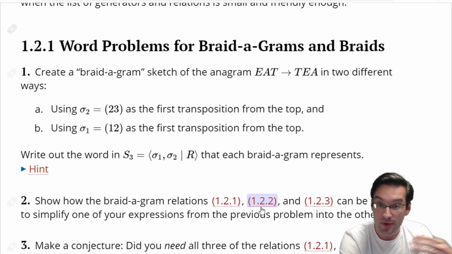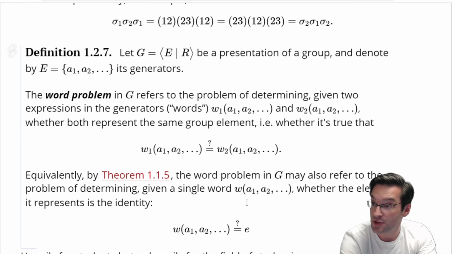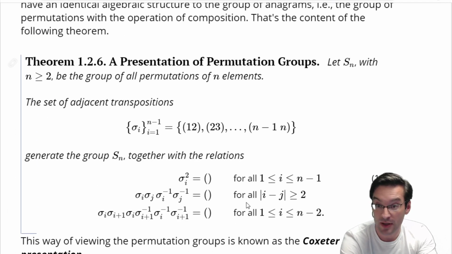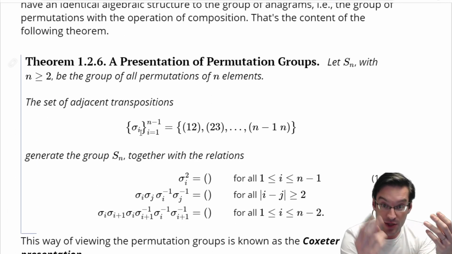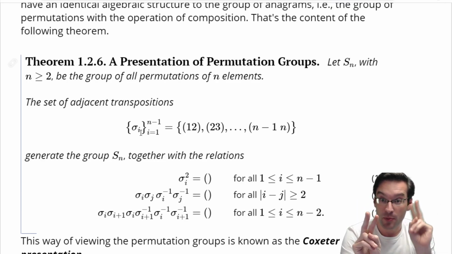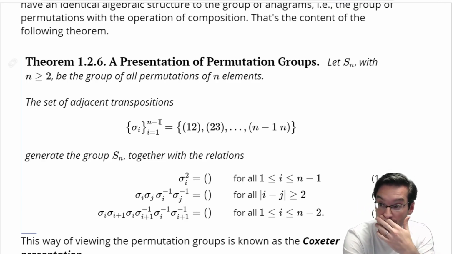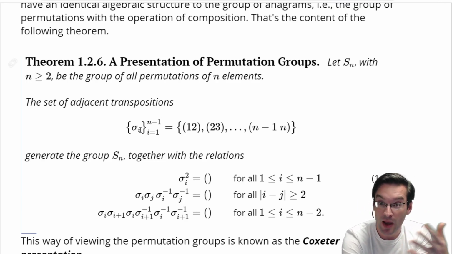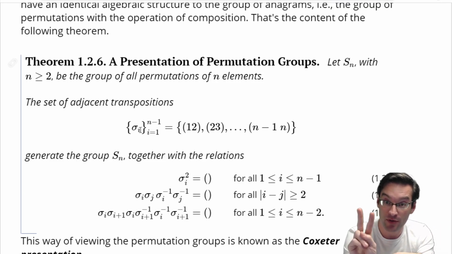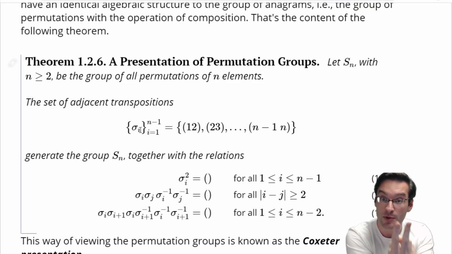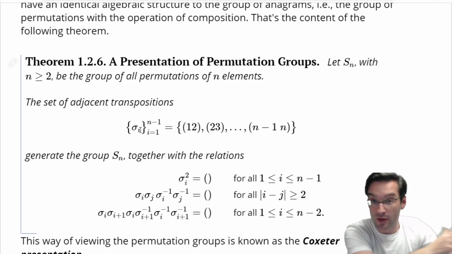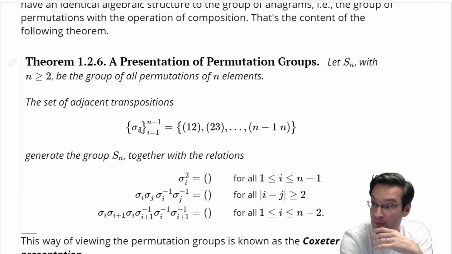So what I asked you to do was just do some calculations with a presentation of the permutation group called the Coxeter presentation. Basically, it took each of the twists, each of the Braid-a-Gram adjacent transpositions, and it represented it by a generator that we called sigma i. So sigma 1 would trade the first strand with the second strand, sigma 2 would trade the second with the third, and so forth, all the way across our Braid-a-Gram diagram.